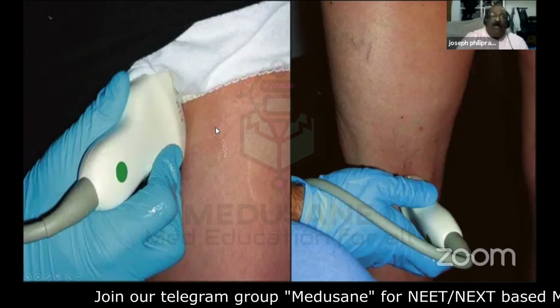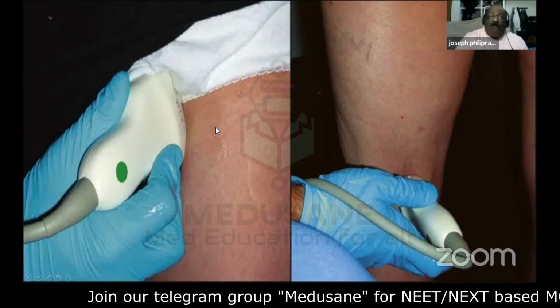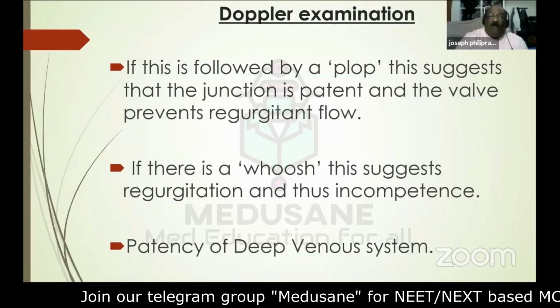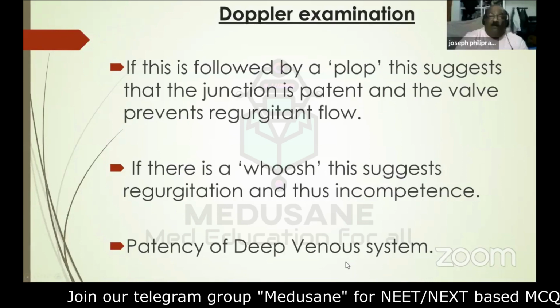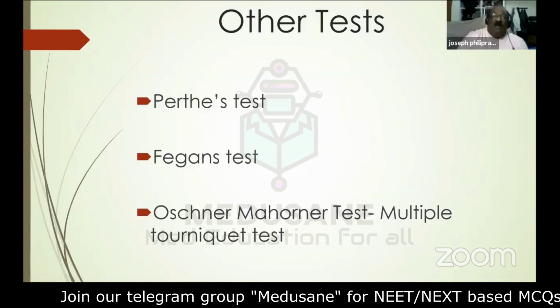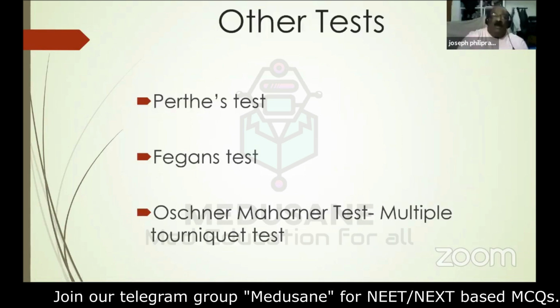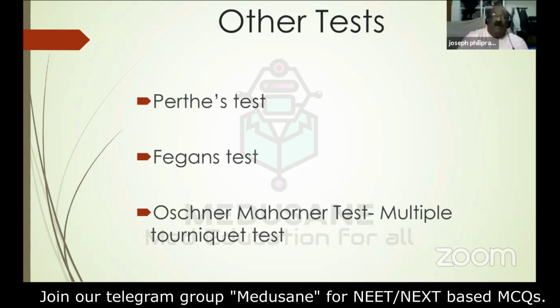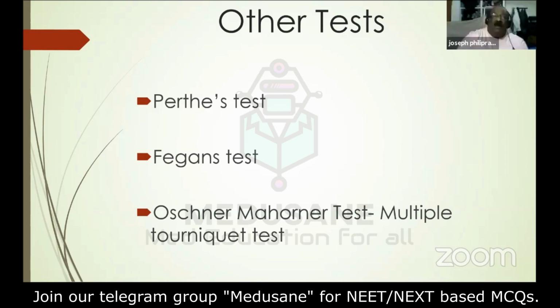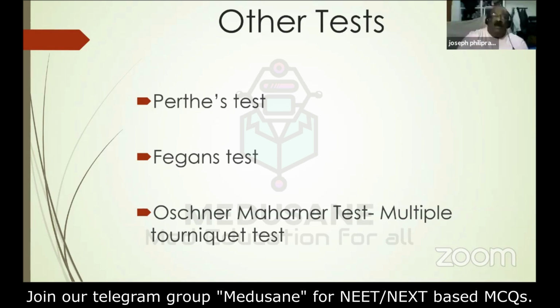So Doppler examination is an important thing, and the main thing is to locate the patency of the deep venous system. Now, other tests, Perthes test used to be mentioned, that is to look at deep venous thrombosis. But nowadays nobody does it. Doppler is the ultimate study to make out the deep venous system.